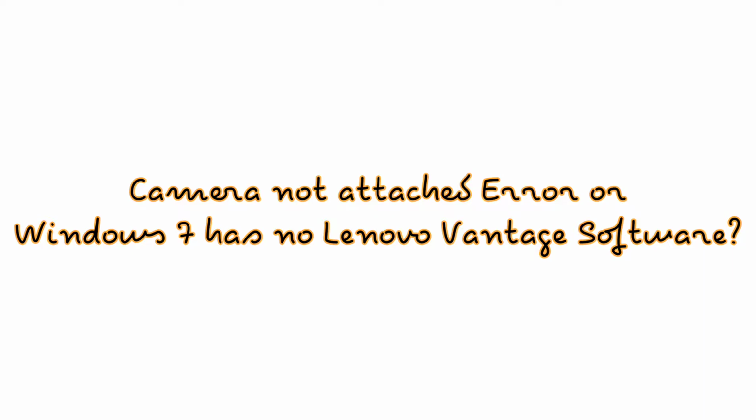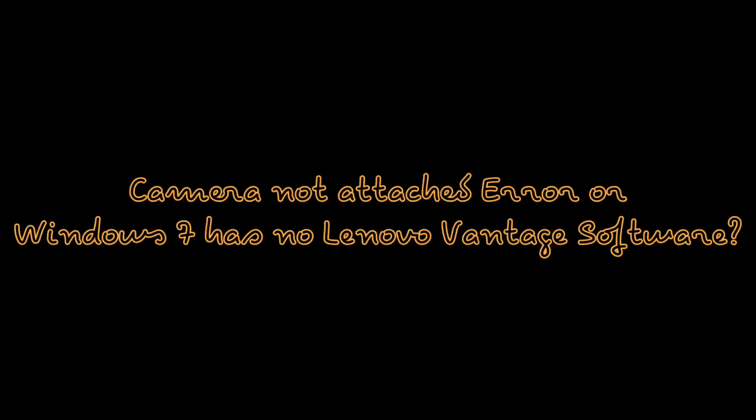Next question: a few users got this issue, that is, camera not attached error, or Windows 7 has no Lenovo Vantage. If there is an issue such as camera not attached, then the only option I see is to soft reset your PC. This has worked for many users. You can soft reset your PC, and it will go back to the default settings, and maybe it would work. So check and see if soft reset works in your case.